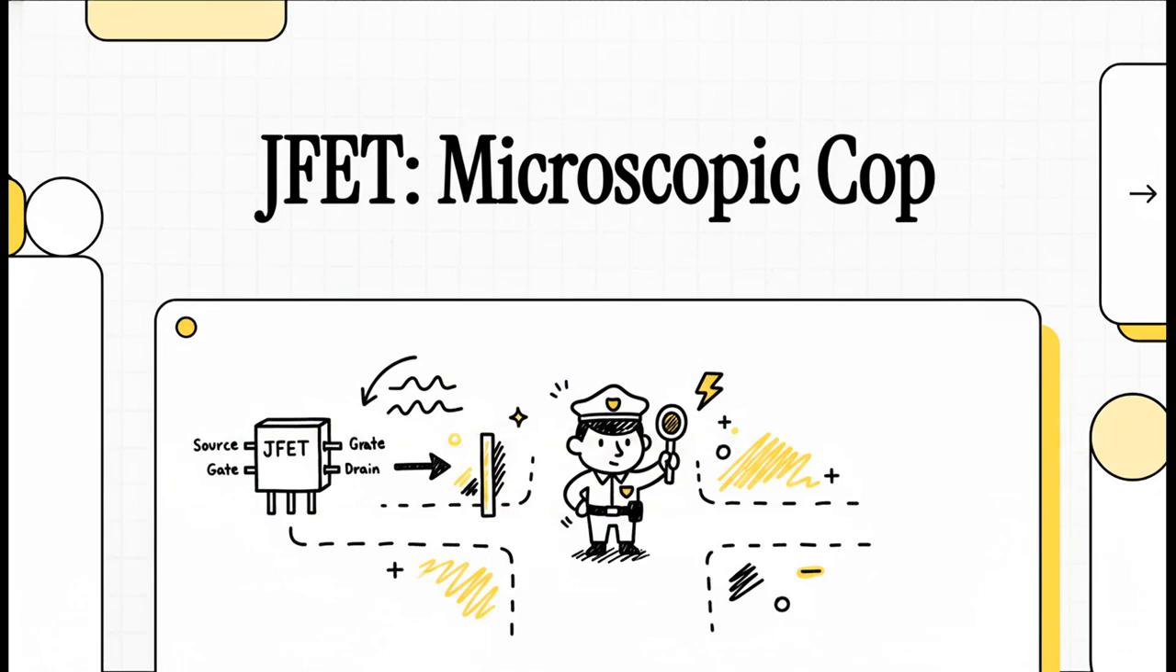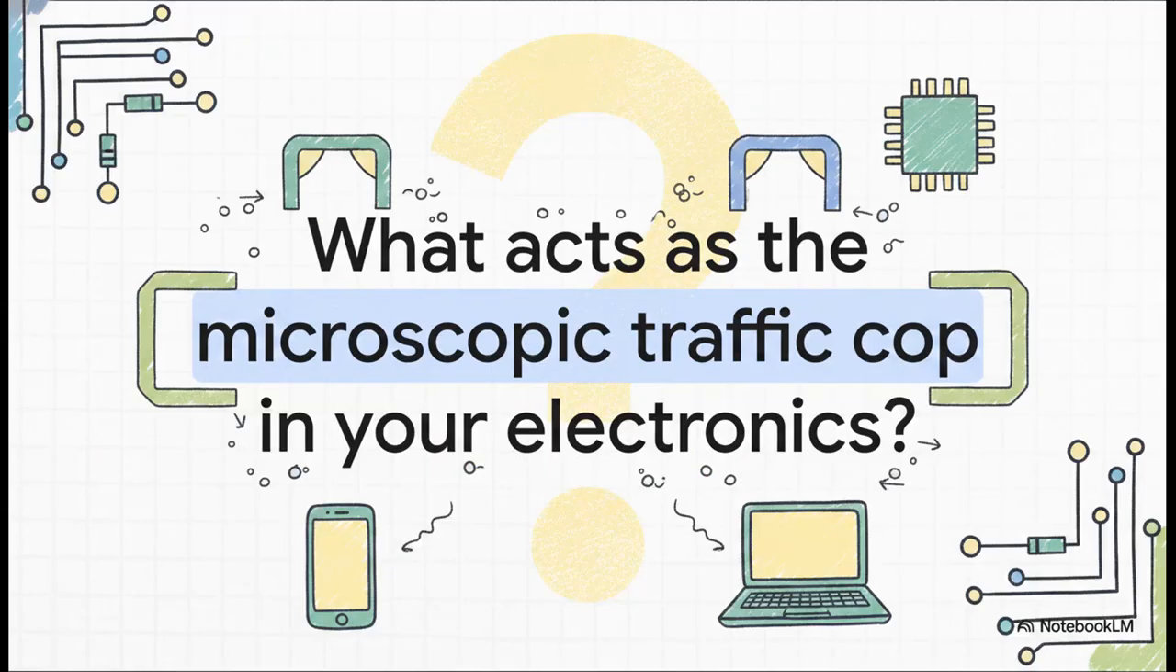Today we're going to pull back the curtain on a tiny, unsung hero of the electronics world. We're talking about the JFET. Think of it as the microscopic traffic cop that's inside pretty much all of your favorite gadgets, directing the show. I mean, have you ever really thought about it? What is it that controls that incredibly complex dance of electrons that makes your phone, your laptop, and everything else just work? Well, the answer is this fascinating little device, and today we're going to figure out exactly how it does its magic. So let's dive right in.